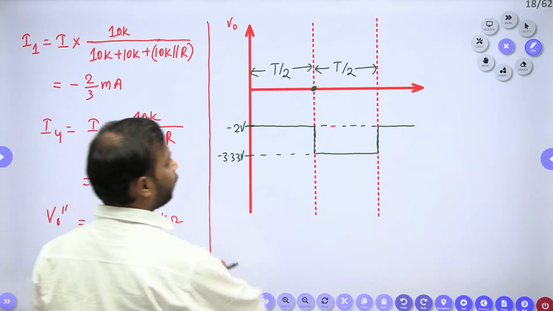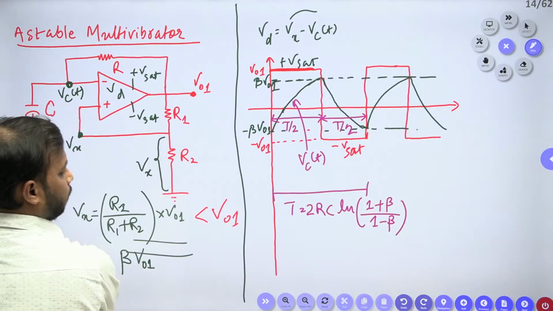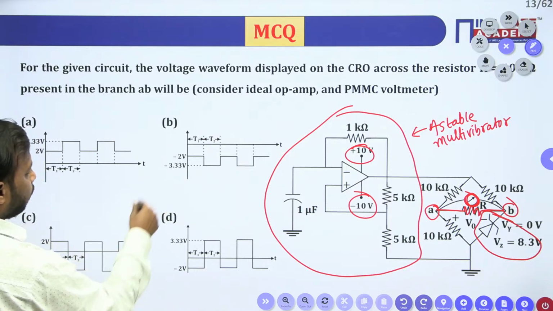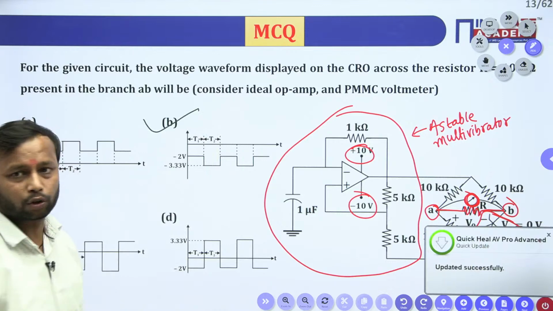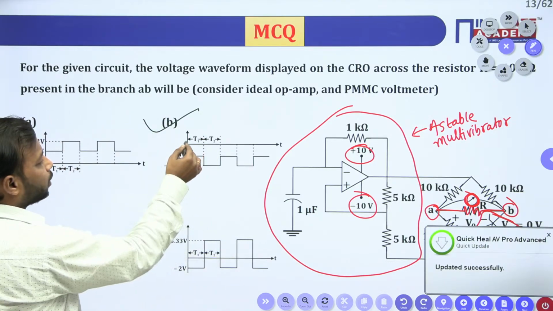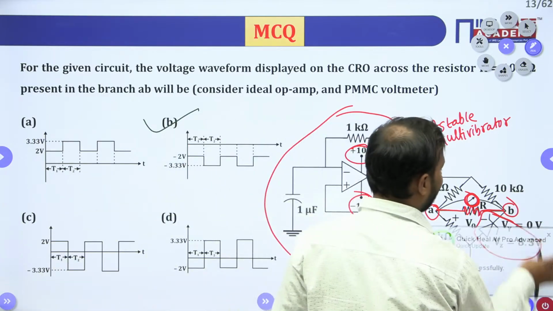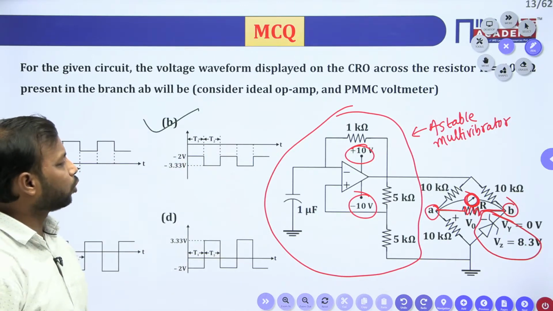So let us say in which option we are getting minus 2 volt, minus 3.33 volt. All right, which is given in option B. So option B is the correct option for this question. Please do not worry about this time period T1 and T2. Basically T1 and T2 is T by 2 and T by 2. So the correct option for this question is option B.